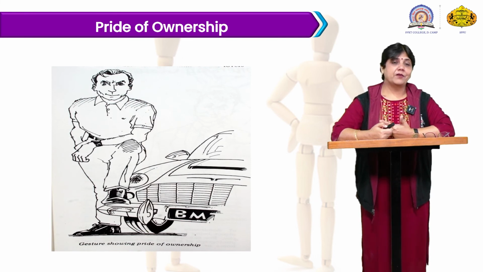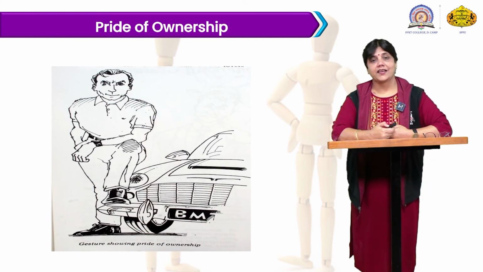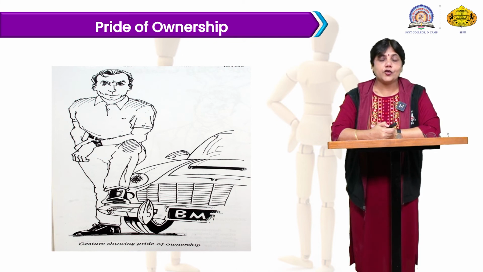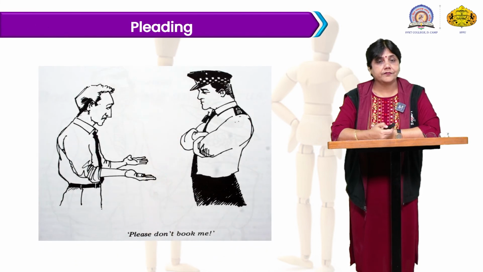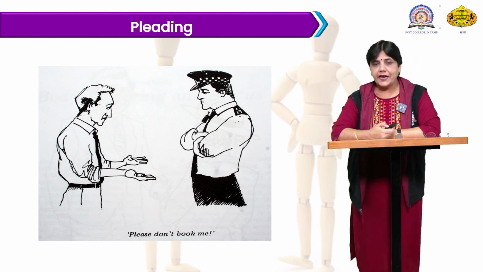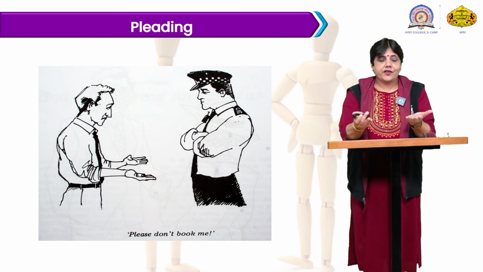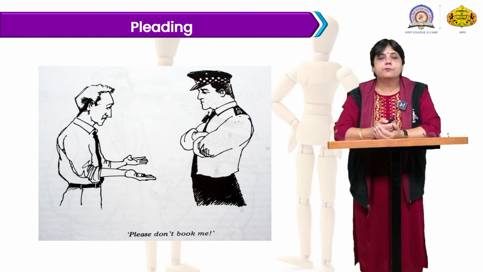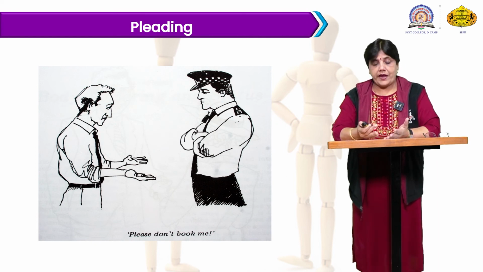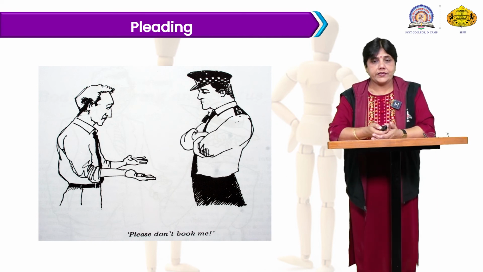Now, a BMW car and a person standing, that shows the pride of honor. Owner's pride and neighbor's envy. It means you are having pride in your possession. And now it's very simple. A person is standing with folded hands and the other person is standing with hands extended. That is pleading and that is requesting. Putting the head slightly down and hands open in a request.